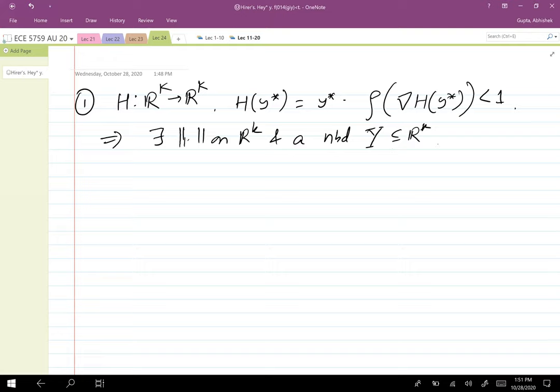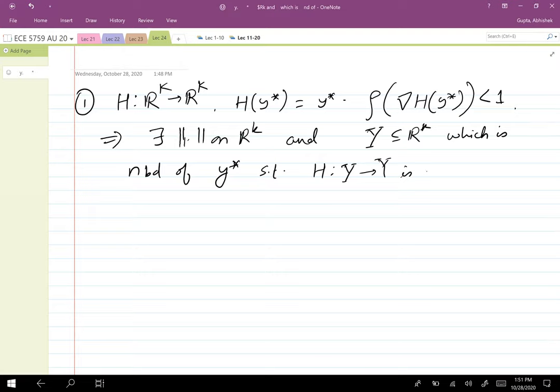So this Y is a neighborhood of Y star such that H from Y to Y is a contraction map. Okay, so this was the first result we had talked about yesterday, on Monday.